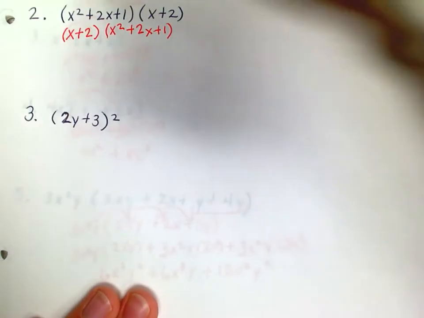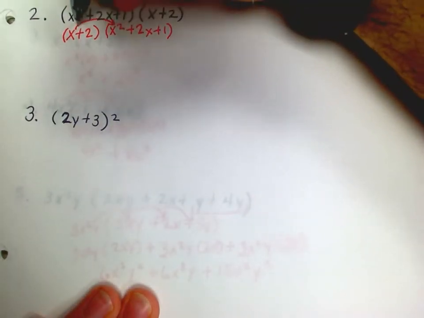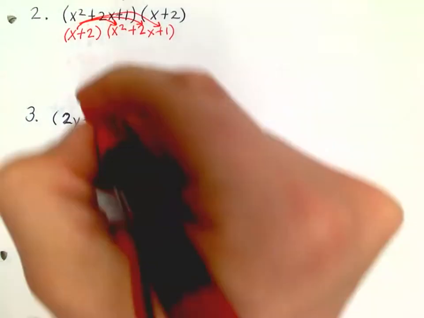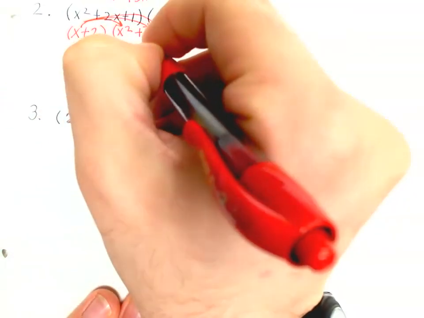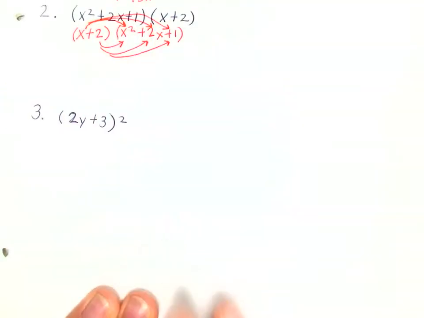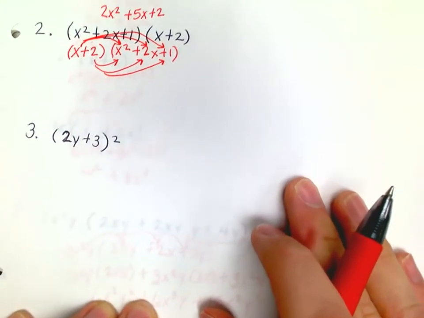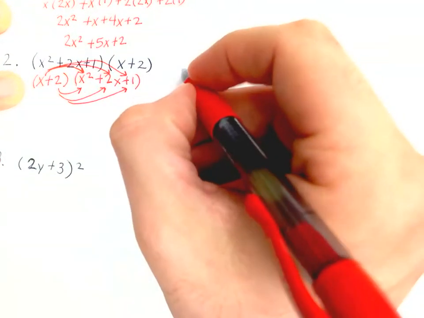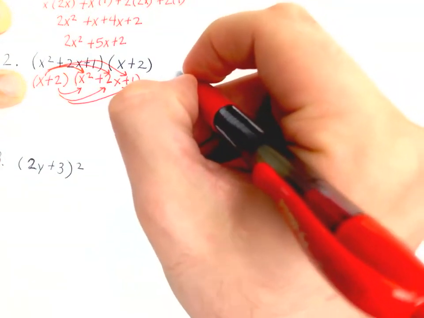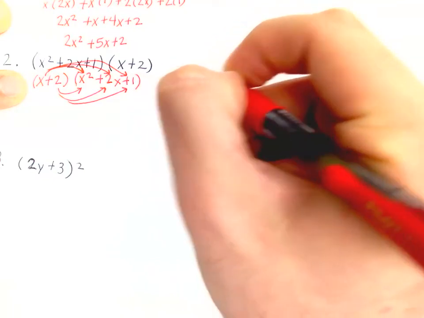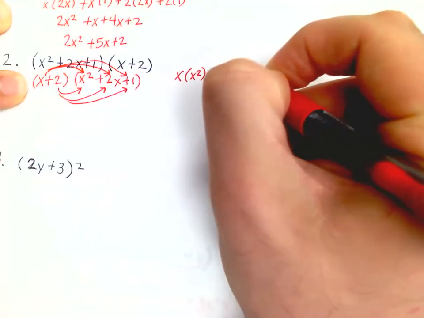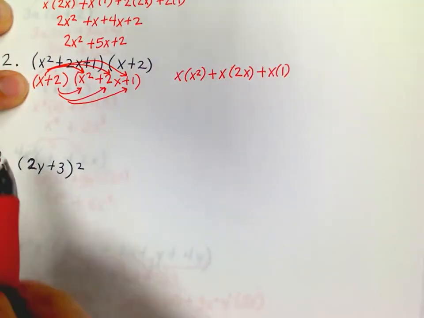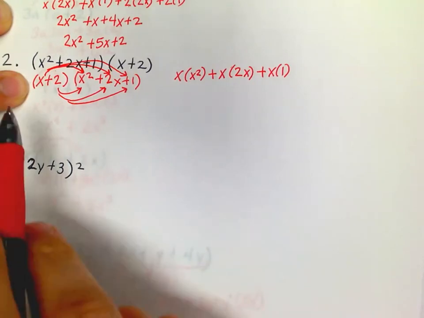So let's now take the x and distribute it across everything found inside the parentheses. Then we'll take the 2 and distribute across everything we see in the parentheses. As you can tell, we're using a lot of the distributive property. So let's start. I'm going to write right over here. So we're going to say that x times x squared plus x times 2x plus x times 1. Okay, and that takes care of the x for the complicated part of FOIL.